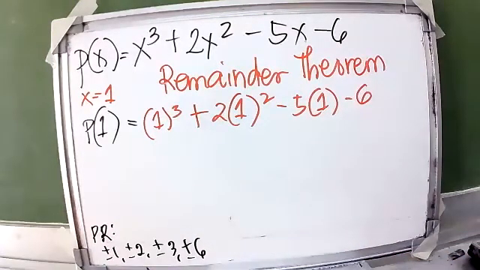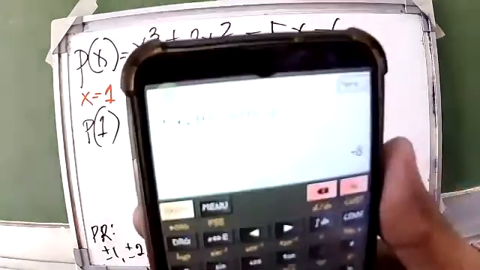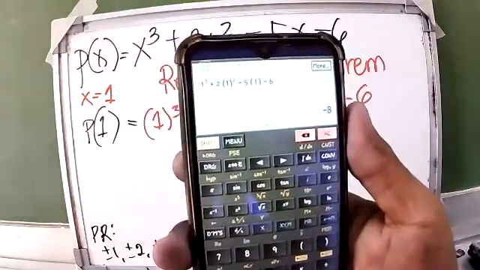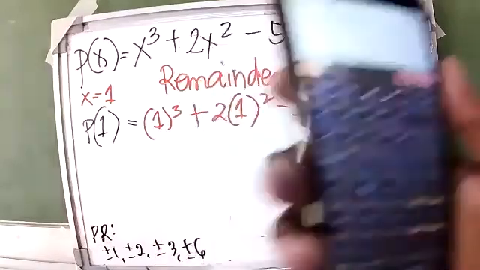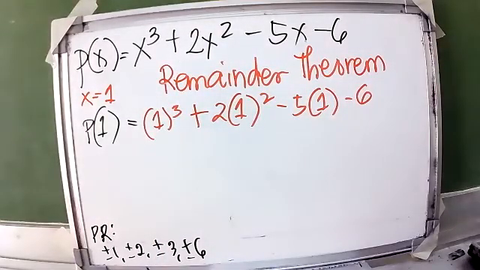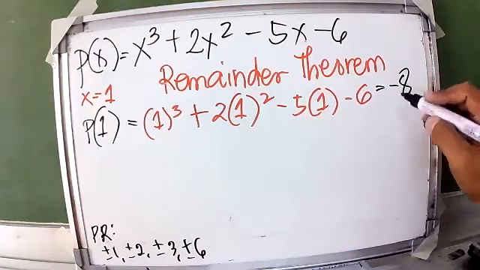Do it. Press that in your calculator. Press it. Tell me the answer when you got it. Negative 8. Did you get the answer already? Did you get the same answer? It's a negative 8. So, the answer here is negative 8.